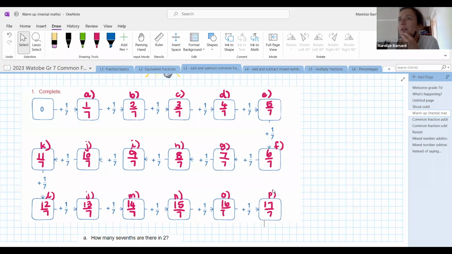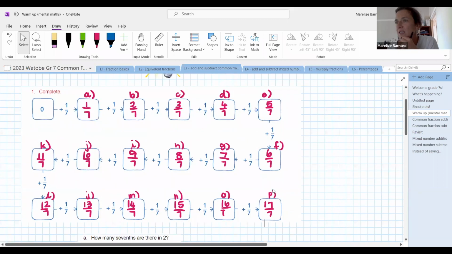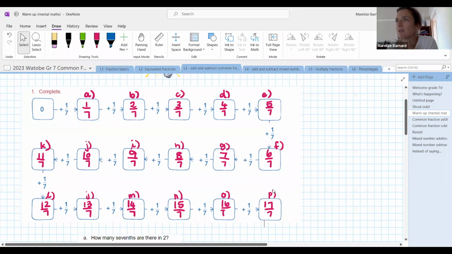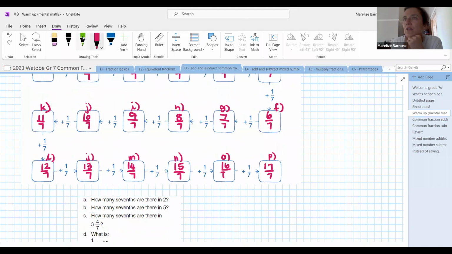Okay, so we're going to go further now and say, how many 7ths are there in 2? Can someone put that in the chat if you know? You can use your chain to help you. 14/7, that's right. And actually, if you go here, the answer is right there. So 14 sevenths in 2.